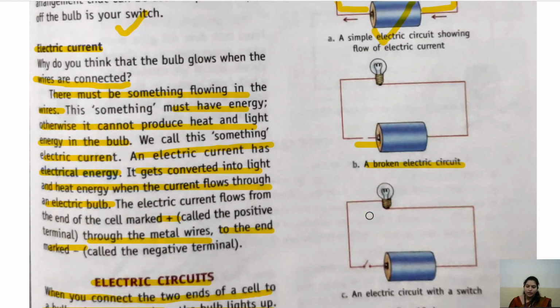Okay, or if we have put a switch, so what happens? The moment we on the switch, the circuit becomes closed and the current starts to flow. And as we switch it off, what happens? There is a breakage and the current will not flow. Therefore, when we are switching it on, the bulb glows. When we switch off, the bulb will not glow.